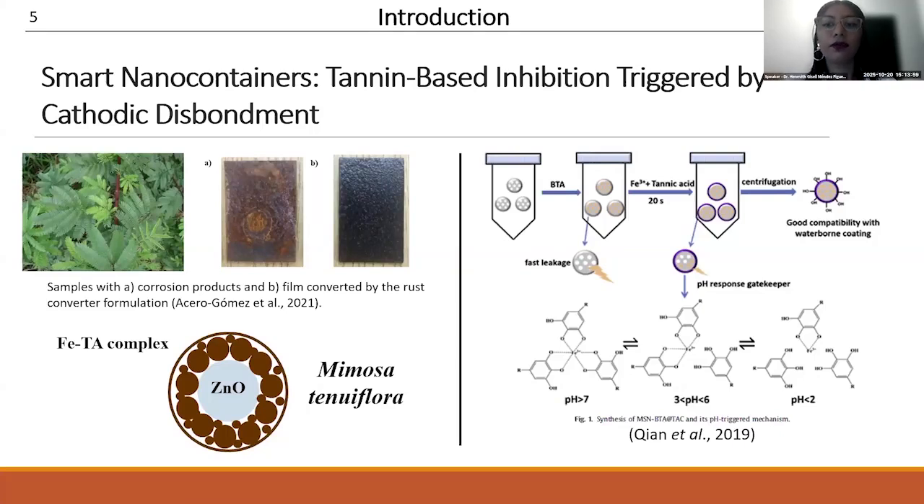And then for an effective release, the containers must respond to a trigger. In this case, we selected a pH-sensitive system because cathodic disbondment produces an alkaline environment. So we selected the iron tannic acid complex for its ability to deprotonate and release the inhibitor under high pH conditions.